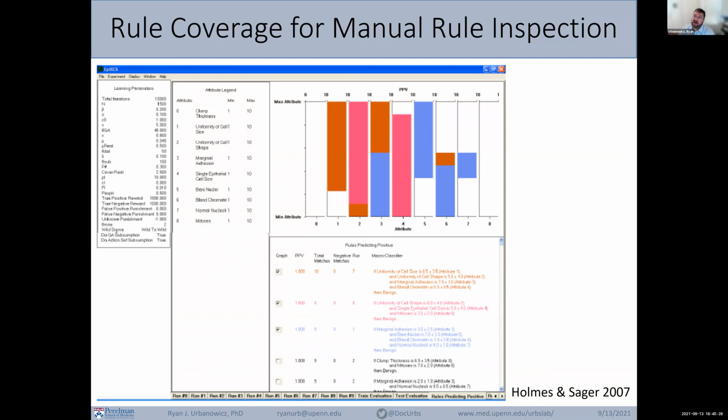This basic topic of how do you take the output of any machine learner, let alone a rule-based one, and make it interpretable to a non-expert. And so this area is still ripe for further development.